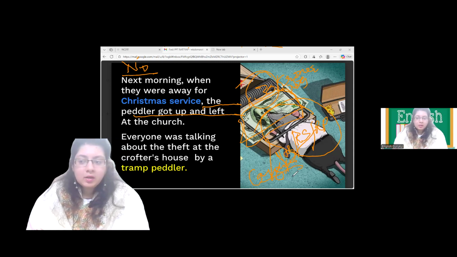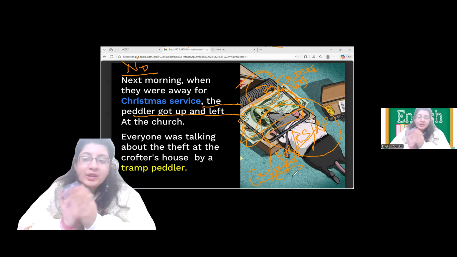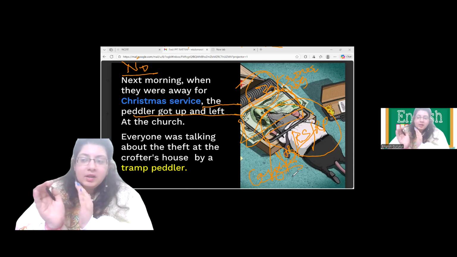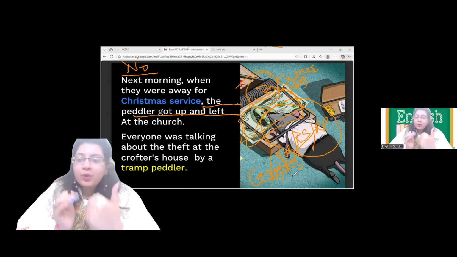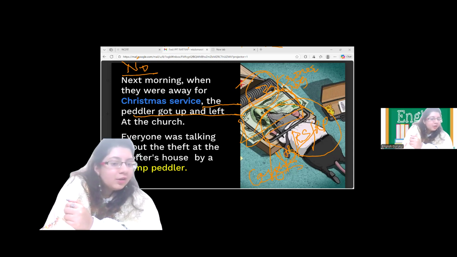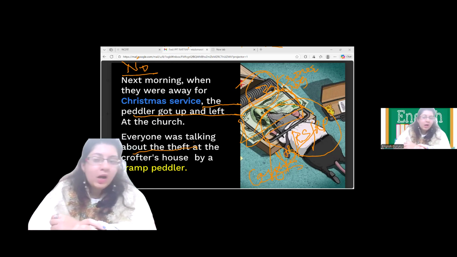In the prison, in the rat trap, right? But this wasn't the case. This time he did not steal. This time something amazing, something beyond one's imagination had happened, something incredible in nature. Everyone was talking about the theft. Now everyone was talking about what?